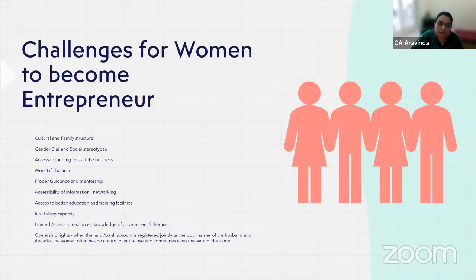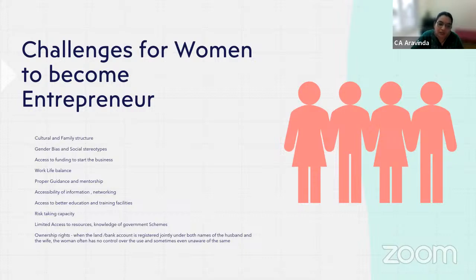Access to better educational training facilities. Education facilities should be well developed even in rural areas, which can help them better understand how to generate a livelihood for themselves. Generally, the myth is that the risk-taking capacity of women is less compared to men. But the fact is that women take more risk than men.